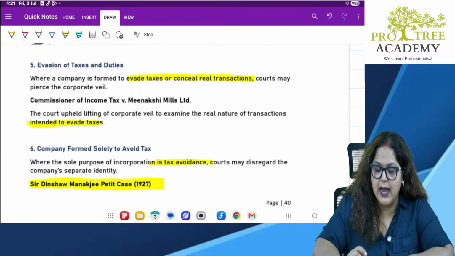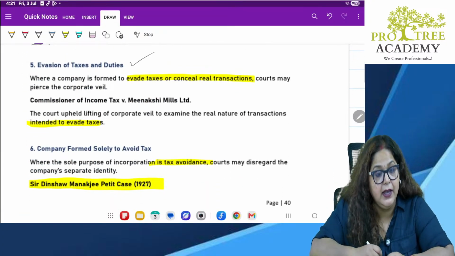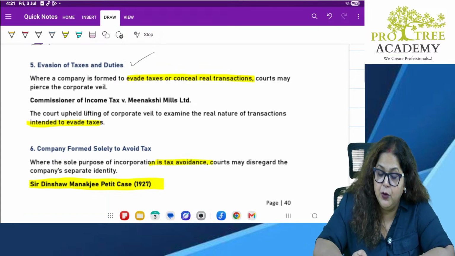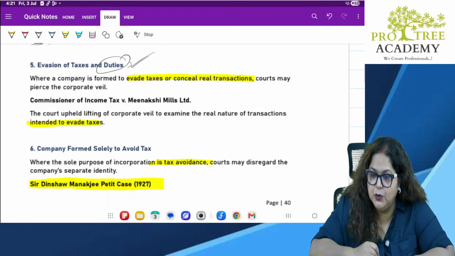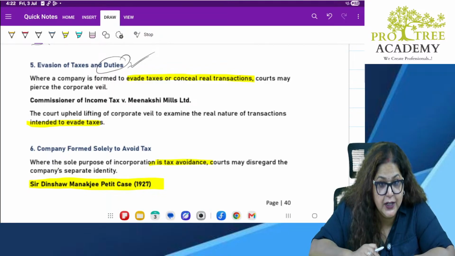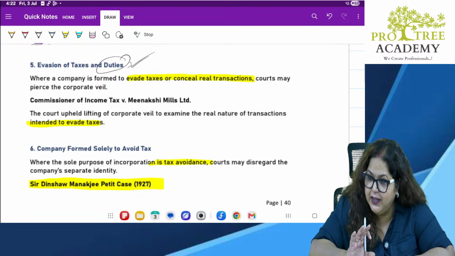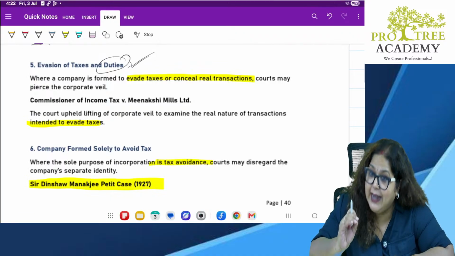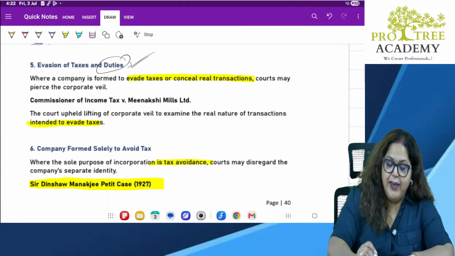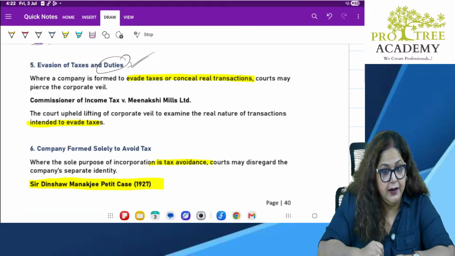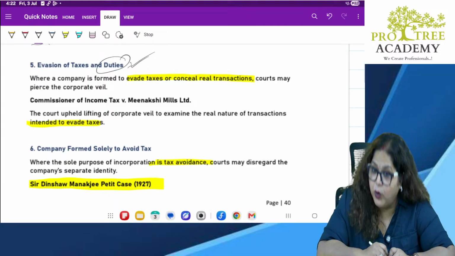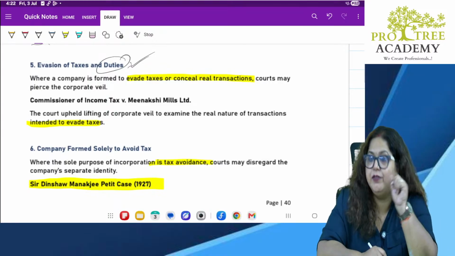Next is evasion of taxes and duties. If any entity is there to evade taxes and duties. What are duties? Have you heard about customs duty? Yes, import duty. These are also taxes. So if any entity is formed to avoid taxes, in that case the court will interfere.